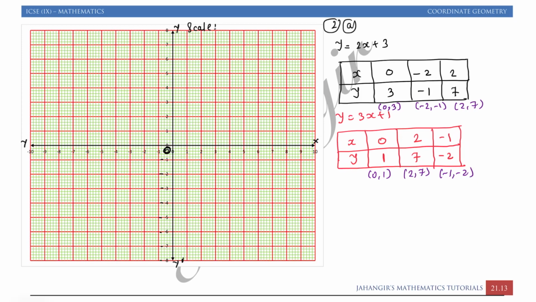Now I will plot two lines, first for this equation, y is equal to 2x plus 3. So first coordinate is 0, 3. It lies on y-axis because x coordinate is 0. So I can write 0, 3. Second coordinate is minus 2, minus 1. So minus 2, minus 1 will be over here. Third is 2, 7. So 2, 7 we can plot over here. If you join them, it is a straight slant line.